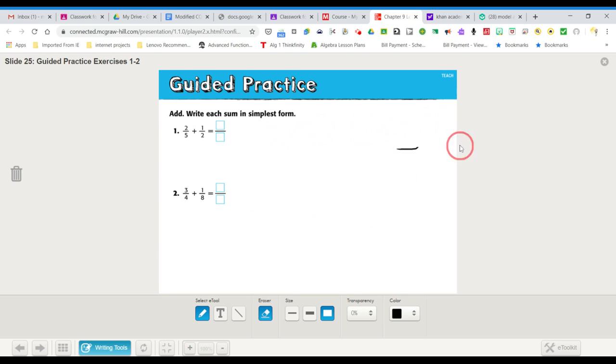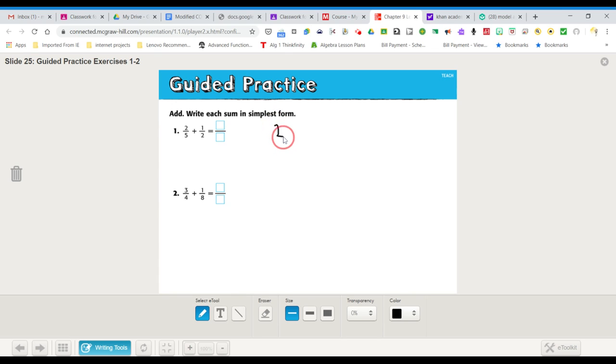Get this erased because I want to have some room here. Turn that off. Okay, so we're changing 2/5. Ooh, that's really big. That's a lot of fun. It's just like being in school, isn't it?